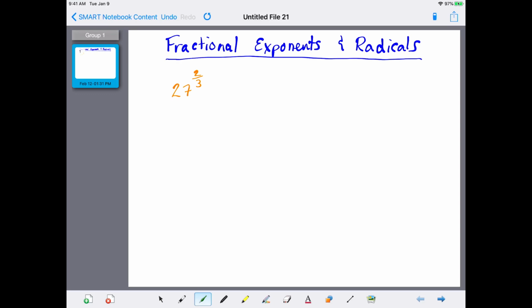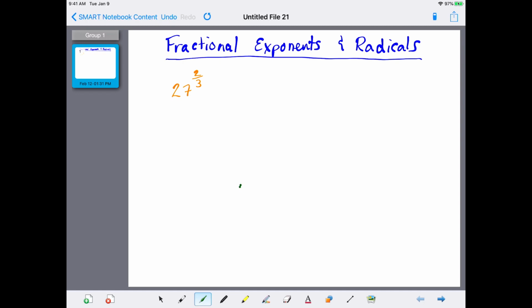In this next video, we're going to explore the relationship between fractional exponents and radicals. So in this first expression that we have, 27 to the exponent of 2/3, we want to know how we can rewrite this expression as a radical. There are two different ways that we can do this.